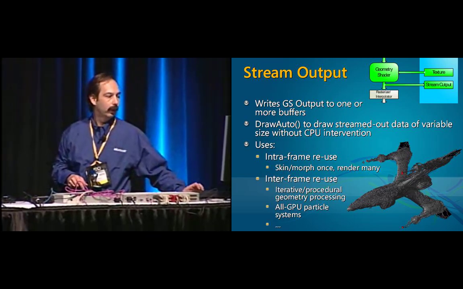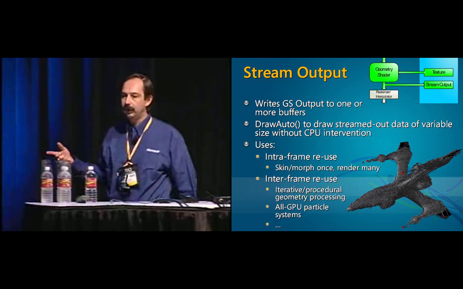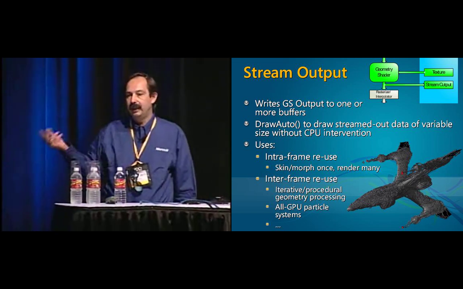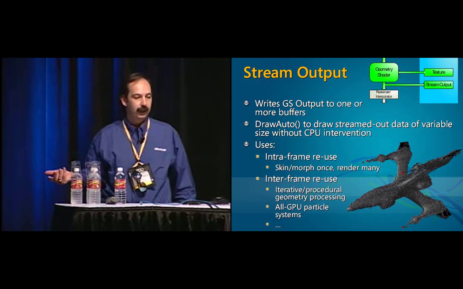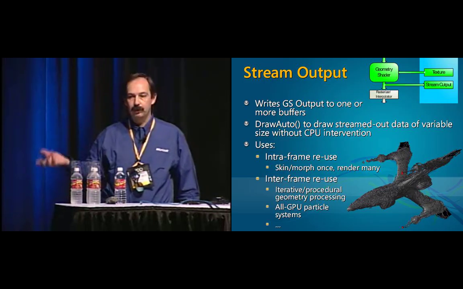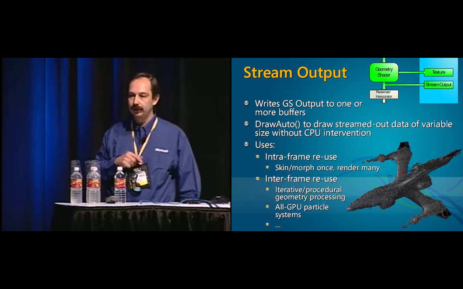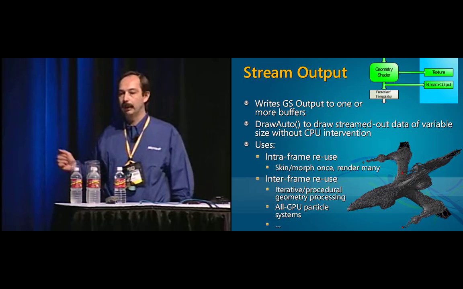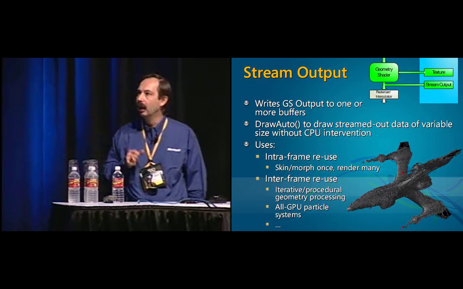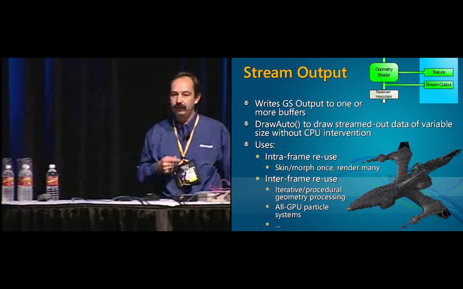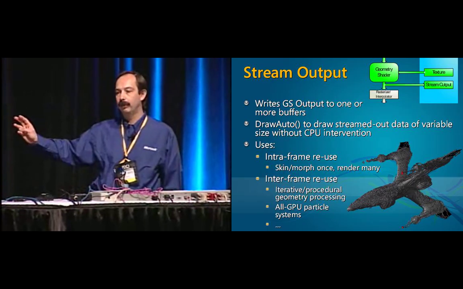So I can do it to one or more buffers. Once I've had that streamed out output, because I may be adding information into my output stream, I really don't know how big that buffer is anymore, right? In the past, in older APIs, you would have had to read that information back to the CPU, figure out how big it is, and then do a separate draw call. There's this big round trip back and forth between the CPU and GPU. Now we can feed it back into the pipeline and tell the GPU just to deal with how much data is there.